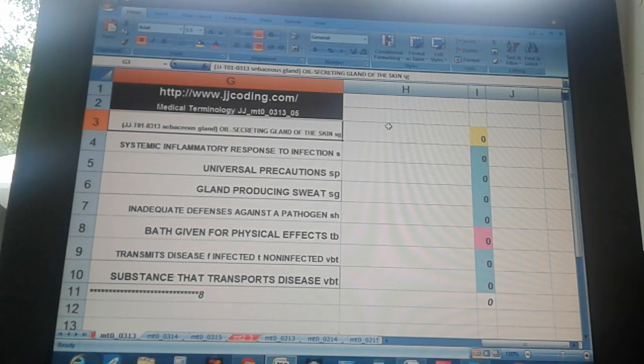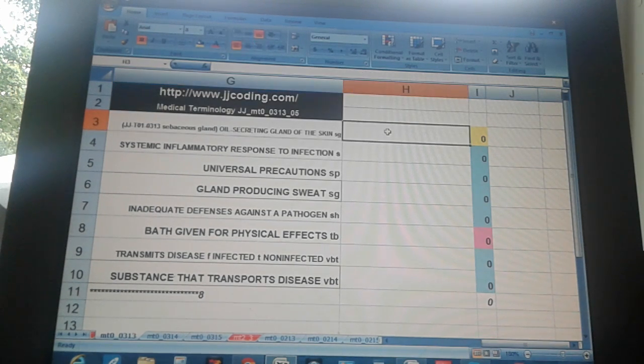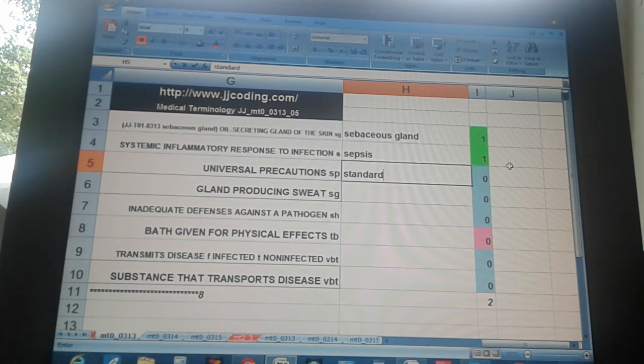Oil secreting gland of the skin. Sebaceous gland. Systemic inflammatory response to infection. Sepsis. Universal precautions. Standard precautions.